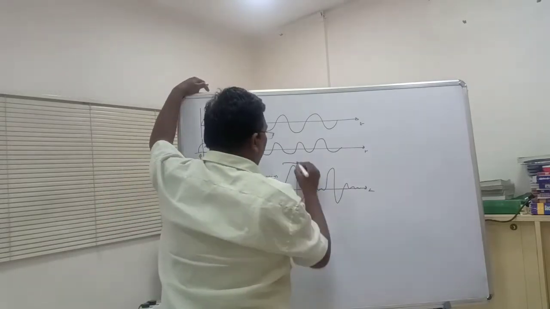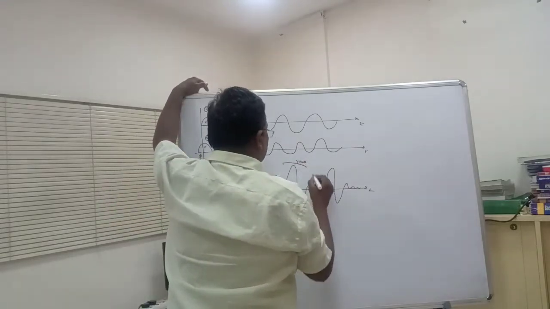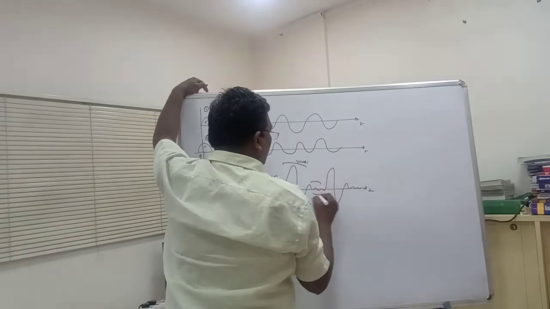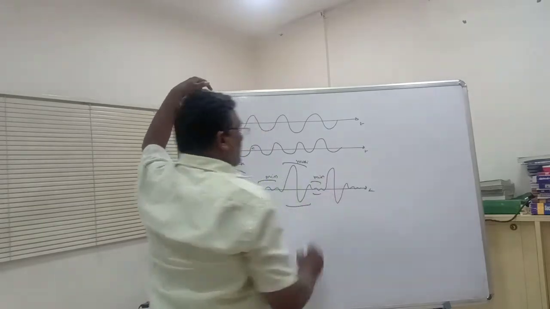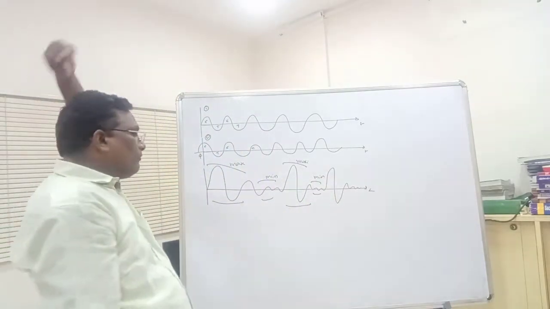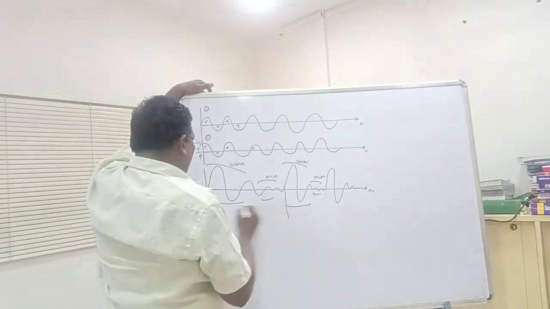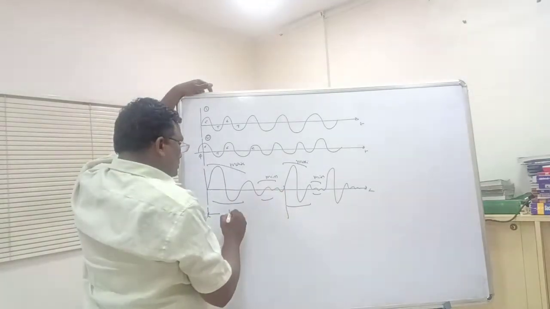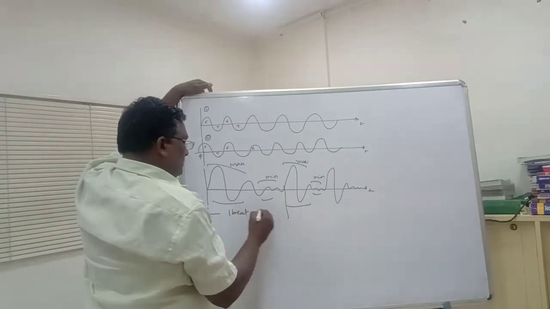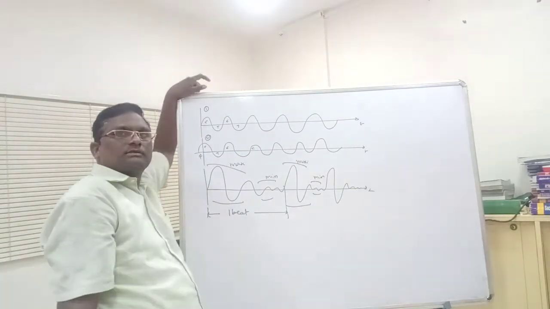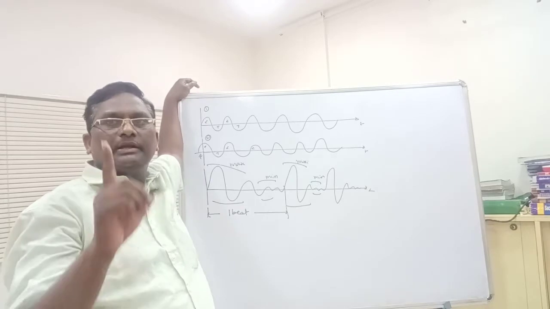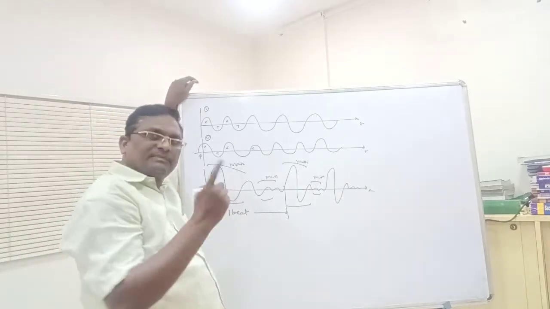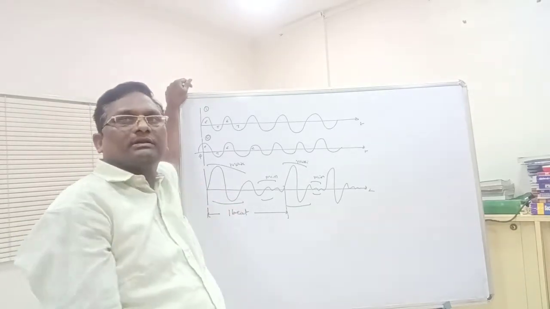Similarly, it is maxima and it is minima. Like this, maxima and minima will form. One maxima and one minima constitute one beat. This is the beat. One maxima and one minima constitute one beat. Number of beats per second will give you beat frequency.